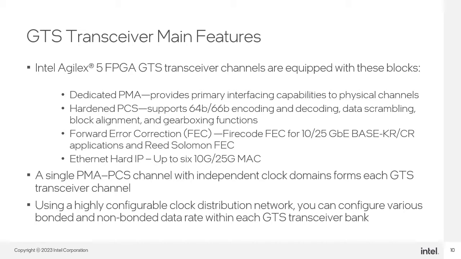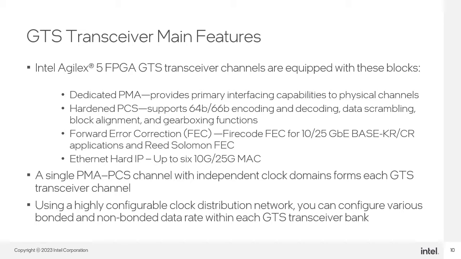Intel Agilex 5 FPGA GTS transceiver channels are equipped with the following blocks. Dedicated PMA provides primary interfacing capabilities to physical channels. Hardened PCS supports 64b/66b encoding and decoding, data scrambling, block alignment, and gearboxing functions. FEC: Firecode FEC for 10 and 25 GbE BASE-CKR/CR applications, and Reed-Solomon FEC. Ethernet Hard IP up to 10G/25G MAC.